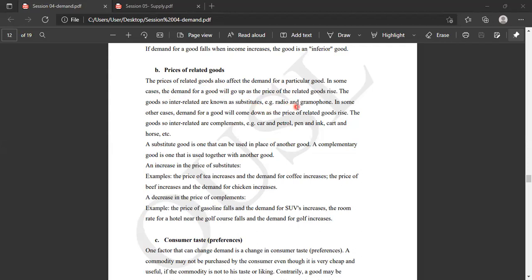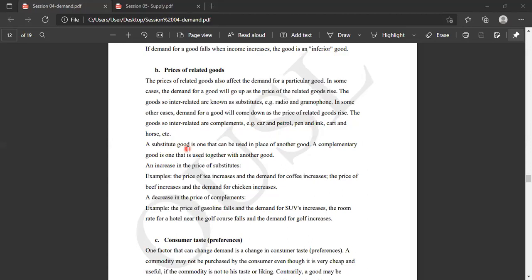Example, radio and gramophone. That means those days, in ancient days, we used something as a gramophone. So that is one example for substitute. In some other cases, demand for a good will come down as the price of a related good rises. The goods so interrelated are complements. Example, car and petrol, pen and ink, cart and horse, etc.